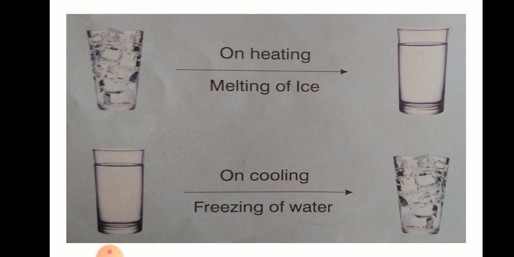Let me explain the freezing process now. Here children, the process of converting liquid state, meaning water, into a solid state. How? By keeping it in the fridge on cooling. This process is called freezing. In this process, the liquid form is converted into solid state, right? This is what melting and freezing are about.